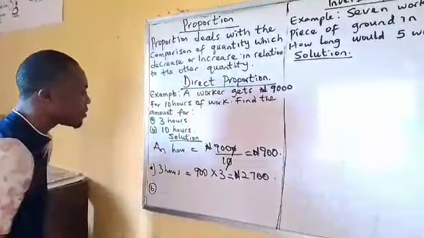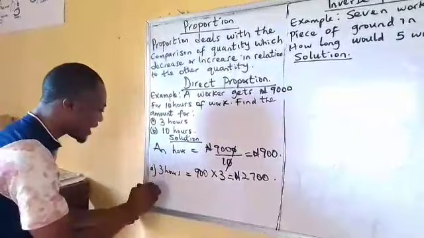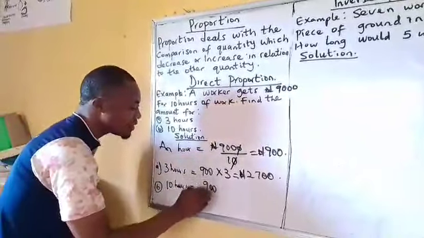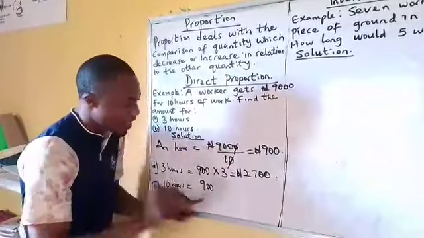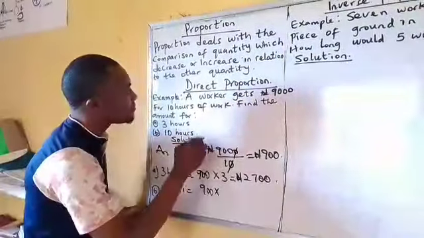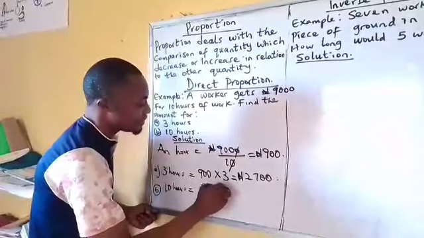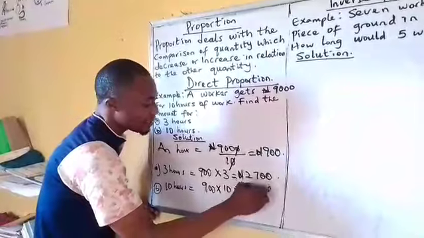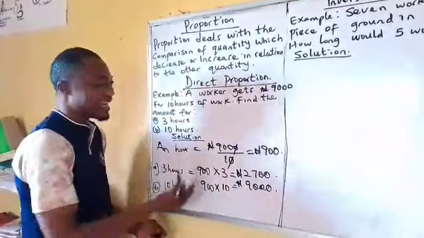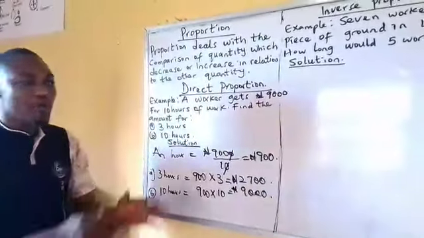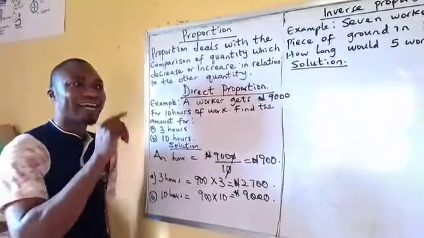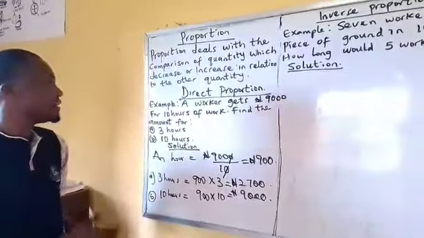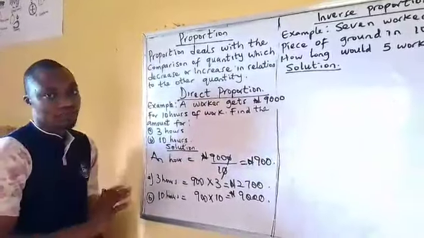B, how much does she get for 10 hours? That is 10 hours equal to 900, the amount for 1 hour, multiplied by 10, which will give us back our 9,000. This is a direct proportion. Before we can solve it, we have to get the value for an hour first, then later we multiply it by the numbers that we are given. Good.